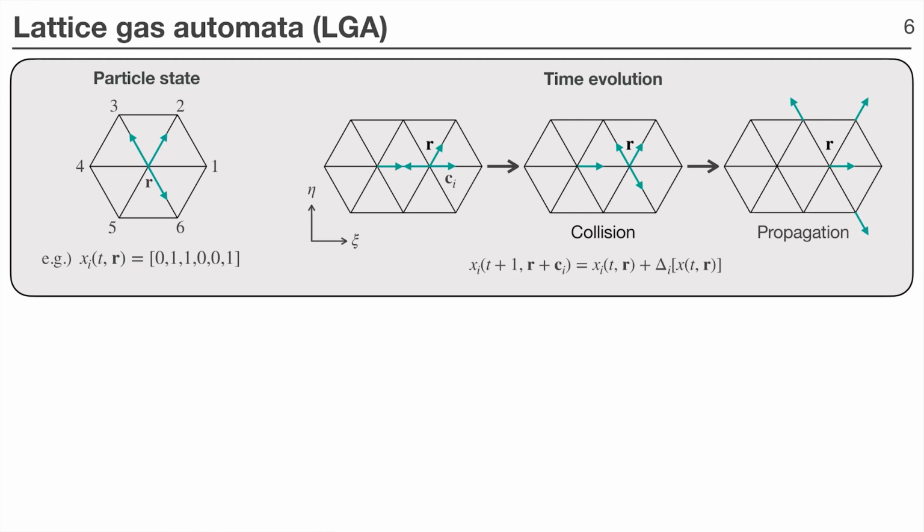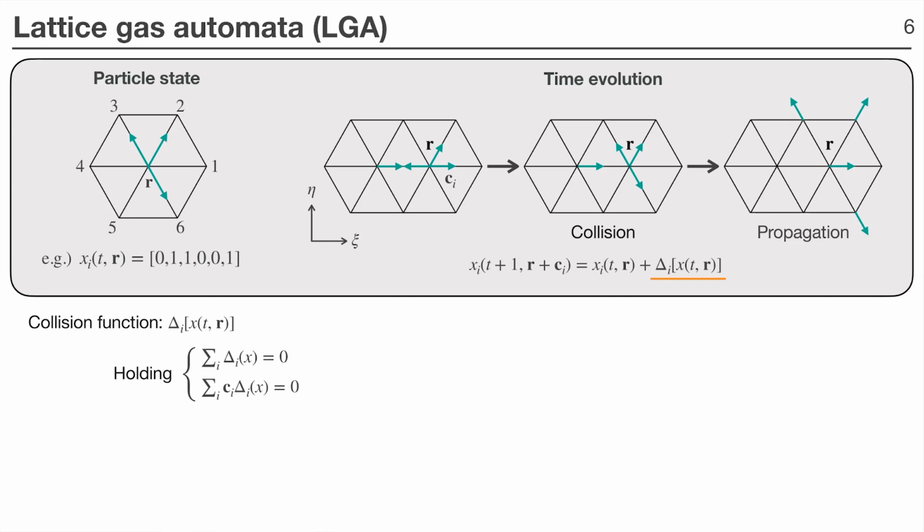And time evolution, as he explained, we have a collision state and a propagation or streaming state. At the collision state, the particle direction changes according to the collision law. And at the propagation state, the particle propagates along the lattice line. So it's very simple, and in LGA we do the same steps as in LBM. The time evolution can be written by this equation: xi plus something. This is the collision function according to the collision law.